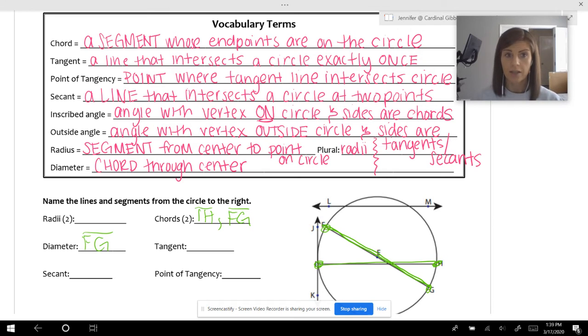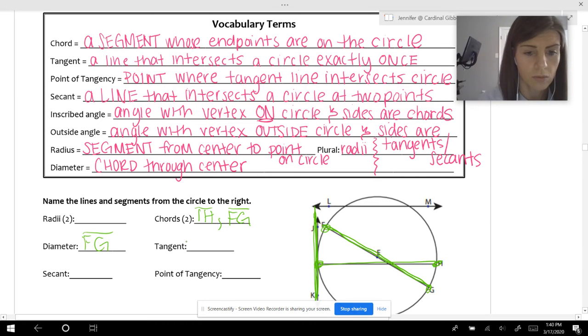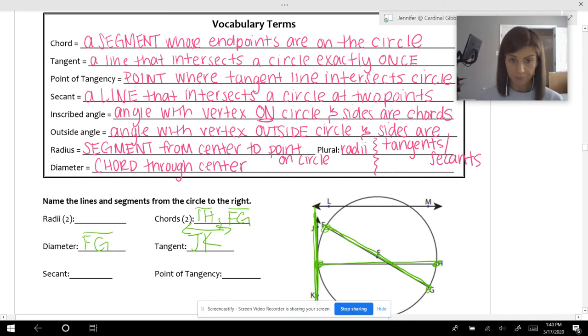A tangent. A tangent is a line, first of all, so it continues on forever. And it's a line that hits the circle exactly one time. We say technically that it's crossing the circle, but it's not actually going through the circle. It's just kind of like brushing up against the side of the circle. In this picture, that's happening with this line on the edge, JK. So line JK would be the tangent line in this picture.